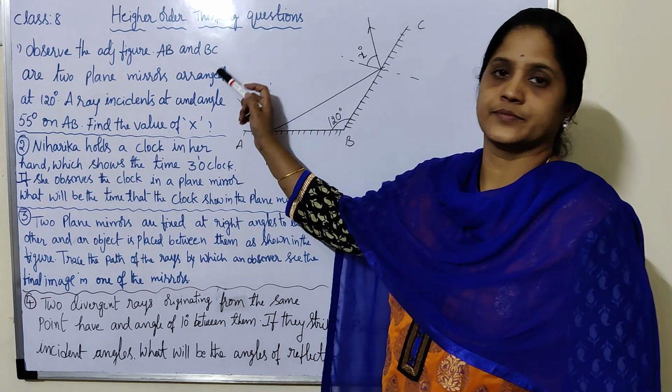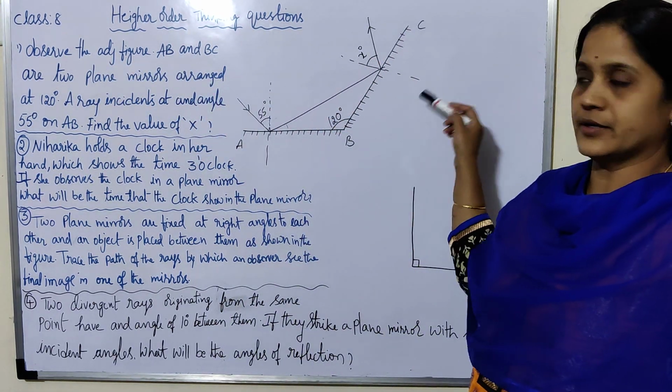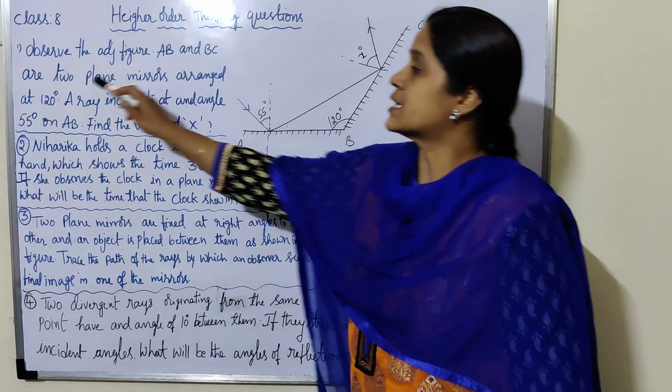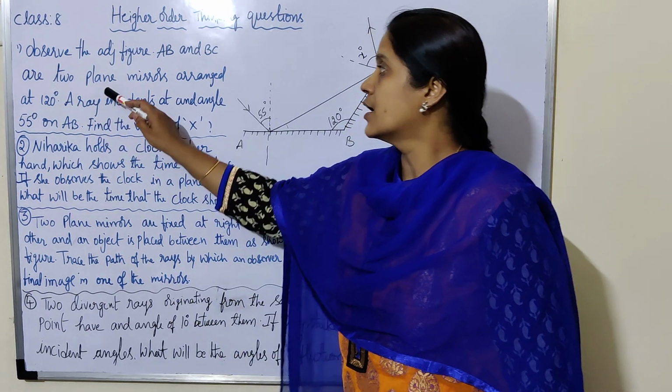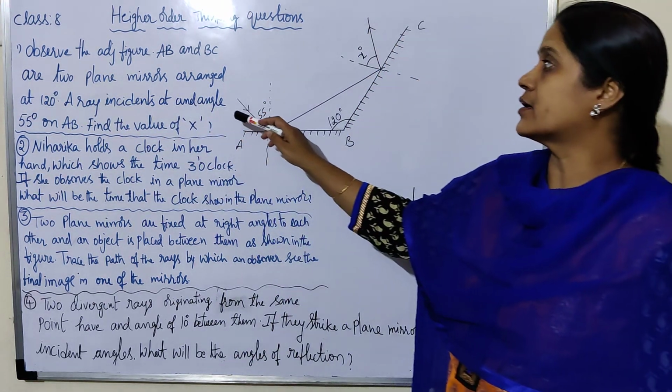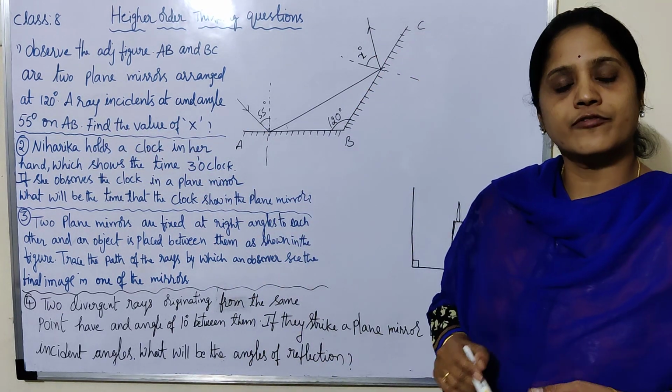See the first one. Observe the adjacent figure, this figure. AB and BC are the 2 plane mirrors arranged at 120 degrees. A ray is incident at an angle of 55 degrees on AB. Find the value of X.